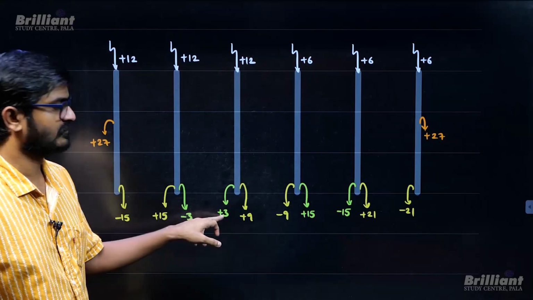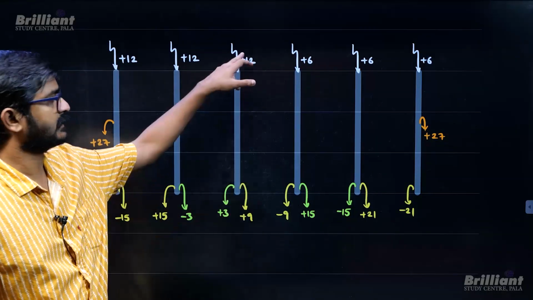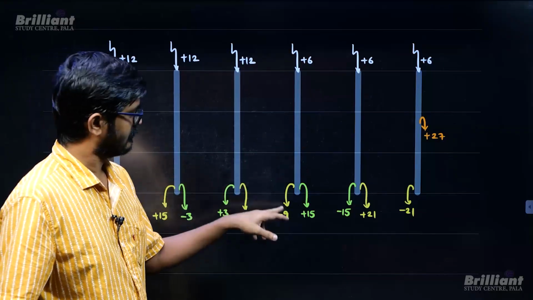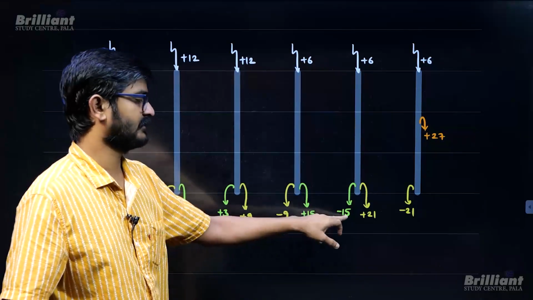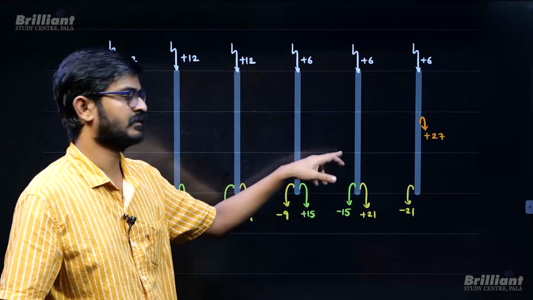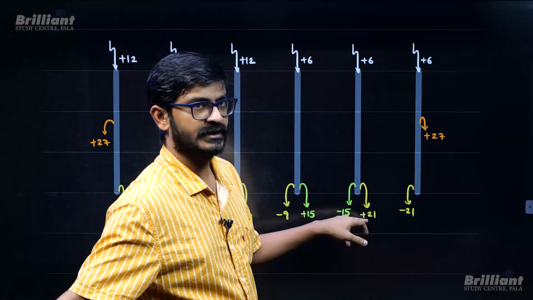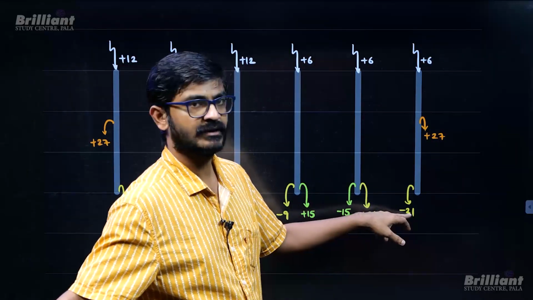If this is minus 3, this will be plus 3, I can prove it by Gauss law. If this is plus 3, this will be 9, charge has to be conserved. If this is 9, this will be minus 9 by Gauss law. If this is minus 9, this will be 15 because of charge conservation. If this is plus 15, this will be minus 15 because of Gauss law. If this is minus 15, this will be 21 by charge conservation. If this is 21, this will be minus 21 by Gauss law.